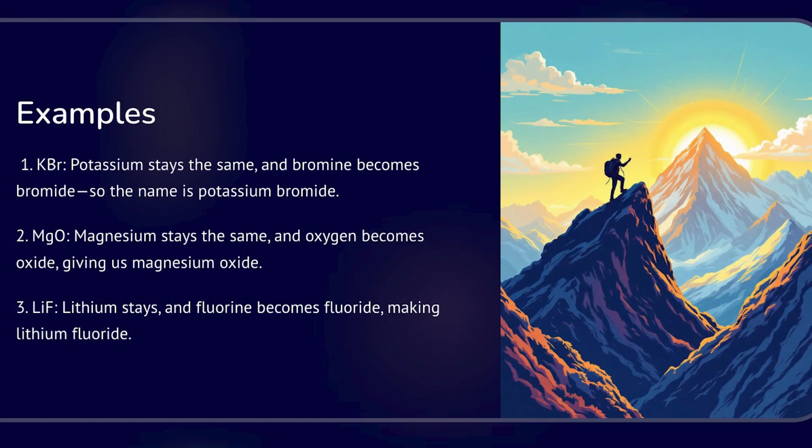Let's also look at magnesium oxide, MgO. Magnesium stays the same while oxygen becomes oxide, giving us magnesium oxide.